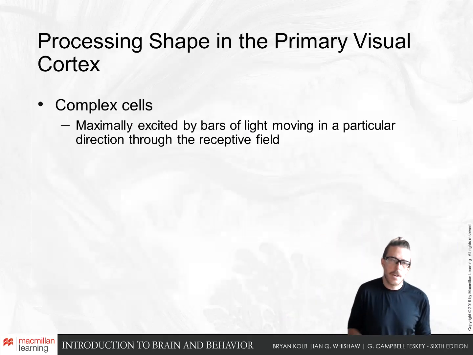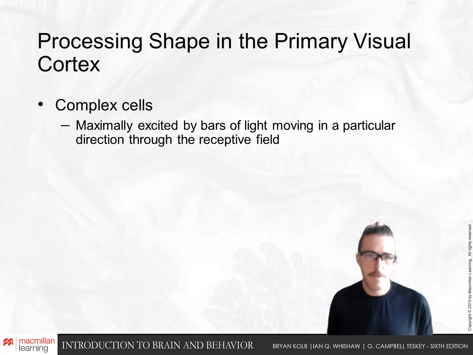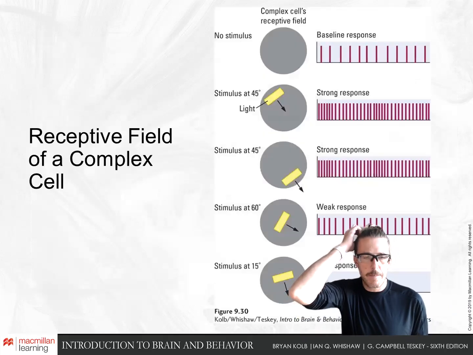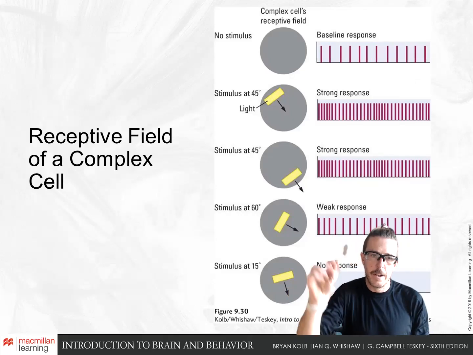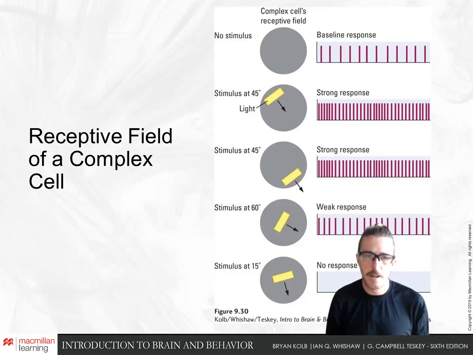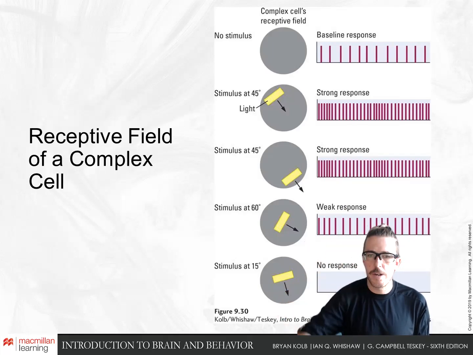Complex cells not only have this kind of bar of light of a particular orientation that makes them fire, but it needs to be moving. And so there needs to be light of a particular orientation moving through the visual field to get them to fire. And they'll fire less strongly to light of a different orientation moving.